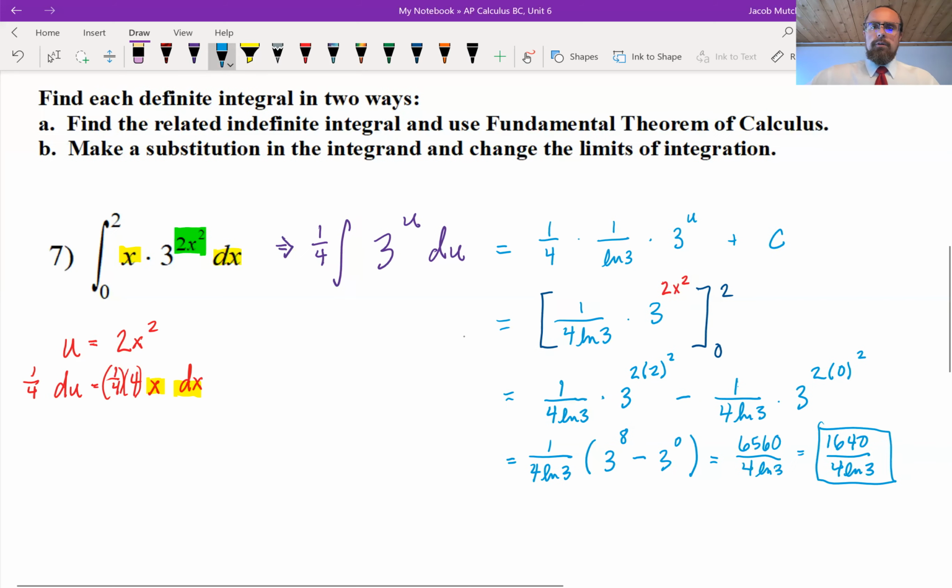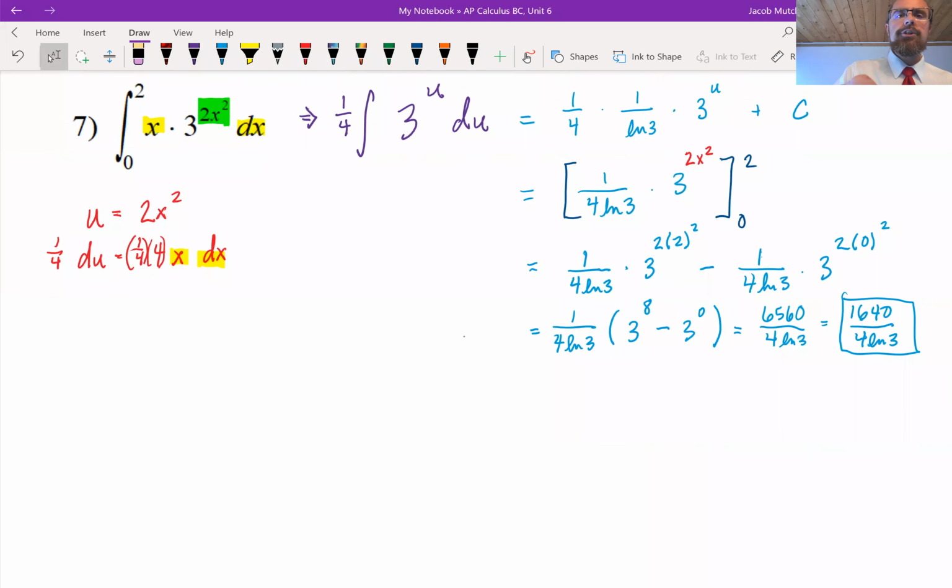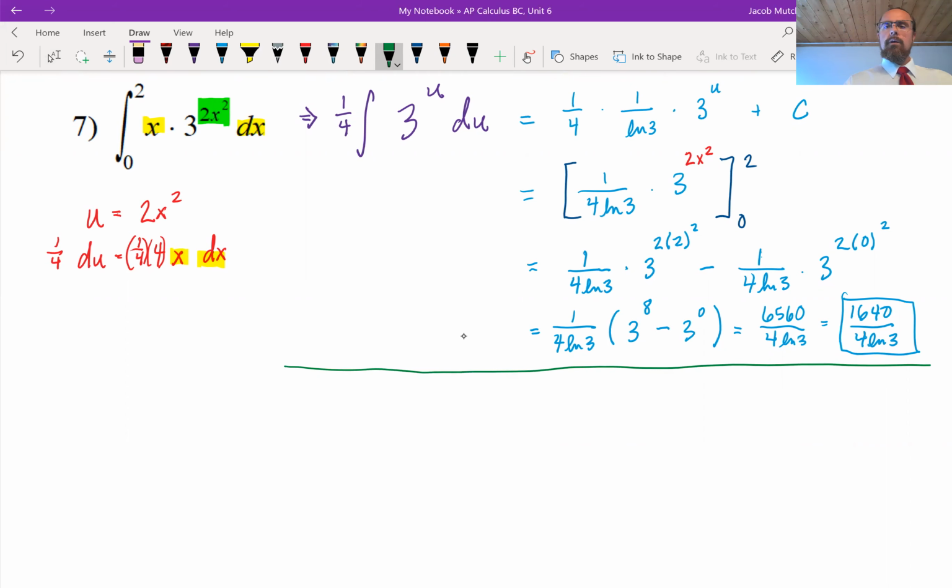So the first strategy gets me to that evaluation. Again, what I want to check is to see, do I get the same evaluation if I change my limits of integration? So just as in our previous example, what I want to grab is this u substitution we've done here in the purple.